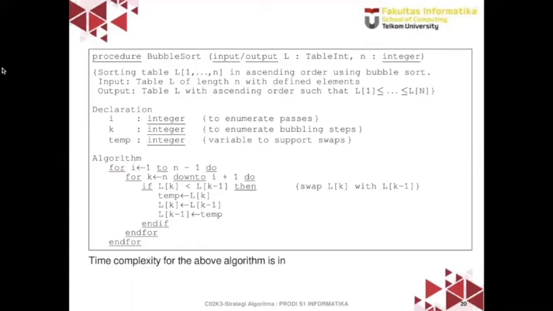So here we have two nested for loops, and the first one can iterate up to n minus 1 times, and the second one can iterate up to n minus 1 times as well. So the time complexity is obviously in big O n squared.